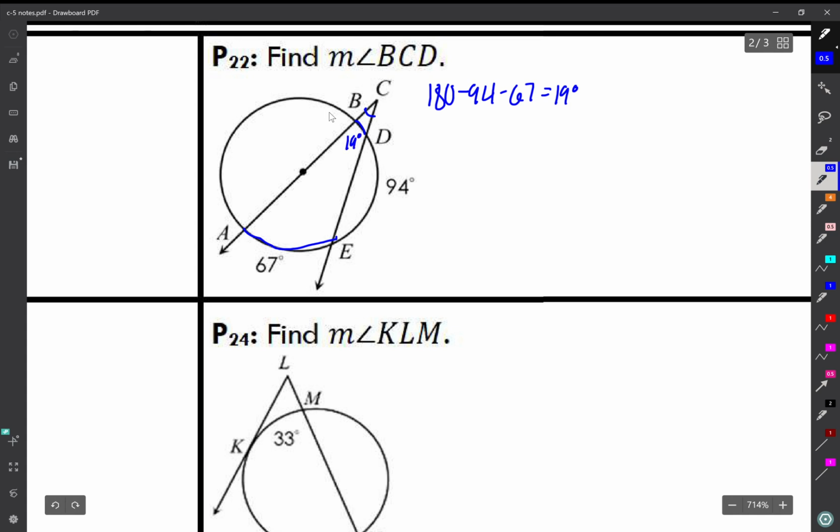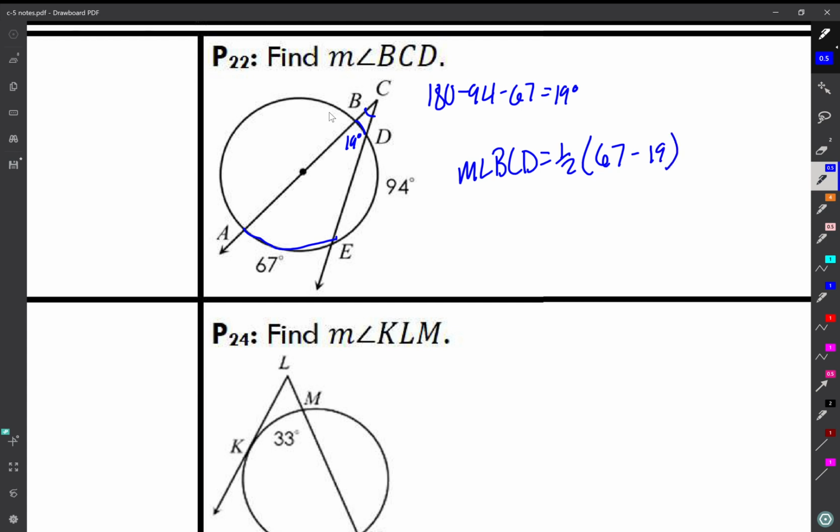Now I'm going to find the measure of angle BCD, doing what I did in 21. So this is equal to 1/2 of the bigger arc, which is 67 degrees, minus the smaller, which is 19. And we'll put that in my calculator. So 67 minus 19 is 48, and you divide by 2, you get that the measure of this angle is 24 degrees.